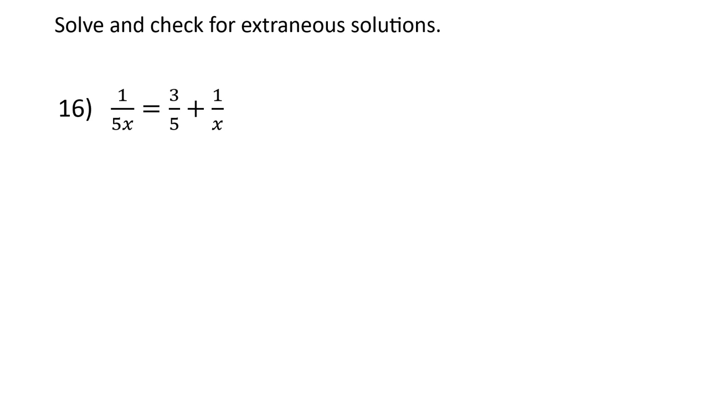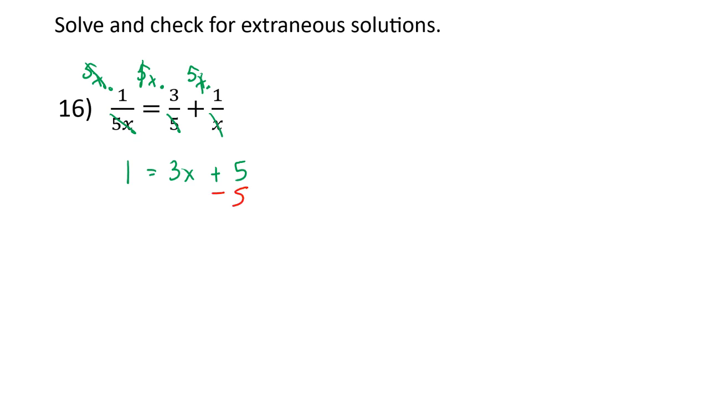We looked at the denominators and nothing needs to be factored, but I notice I have a 5 and an x, so I'm going to multiply each of these by 5x. And so 5x here cancels the 5x here, leaving 1. The 5 cancels the 5, leaving 3 times x. X cancels x, leaving 5 times 1, which is 5. I'm going to solve the equation.